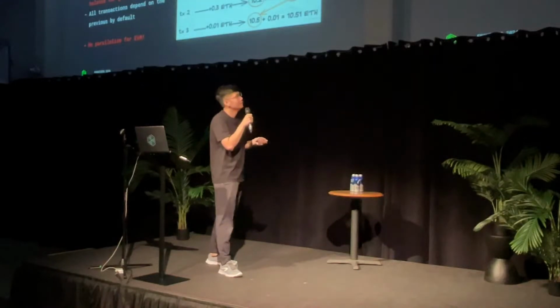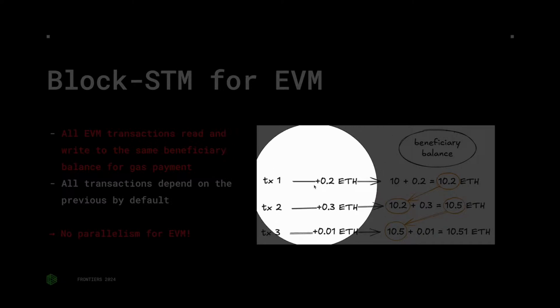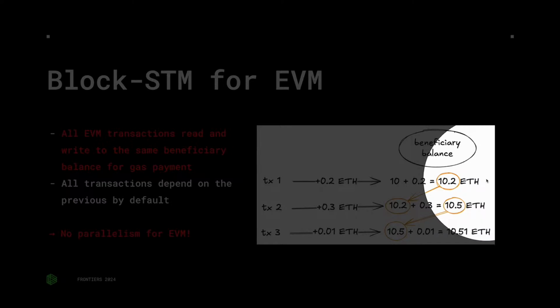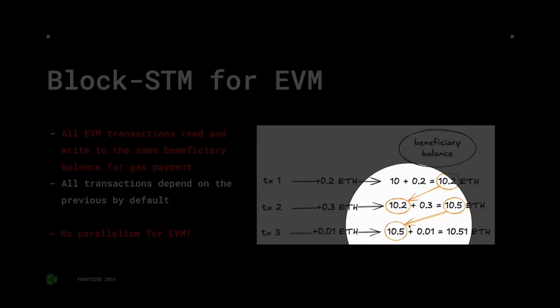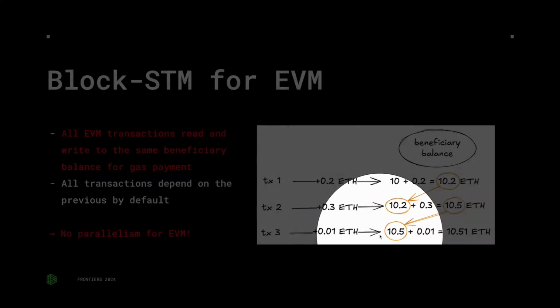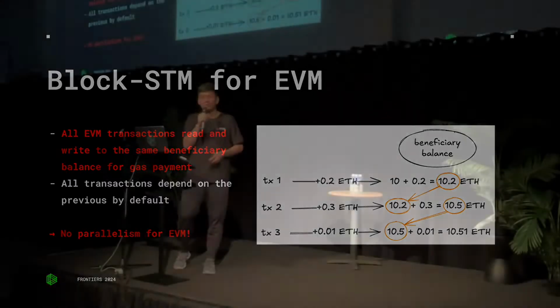So we start with a beneficiary balance of 10 ETH, and the first transaction pays 0.2 as gas. Then it has to calculate that after this transaction, the beneficiary balance is 10.2, and the next transaction has to read that after the previous transaction it has 10.2, and now we pay 0.3, so now it's 10.5. This repeats to the end of the block, making the block fully sequential by definition. And so there's essentially no parallelism for EVM, if we just stick to Block-STM at least.